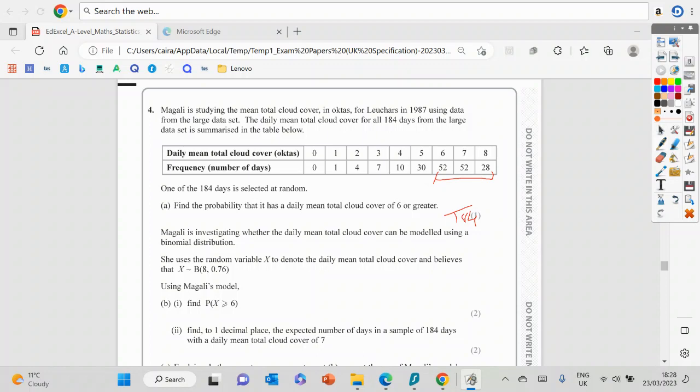I don't know what that's going to give you. Let me just quickly work that on the calculator. So, fraction bottom 52 plus 28 over 184 is 33 over 46 or 0.717.